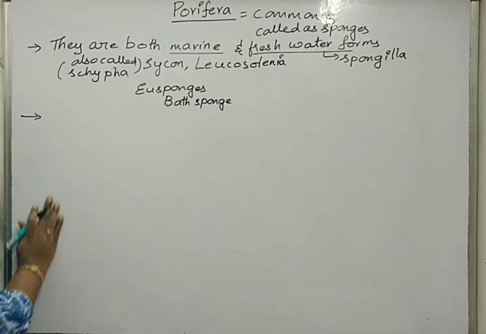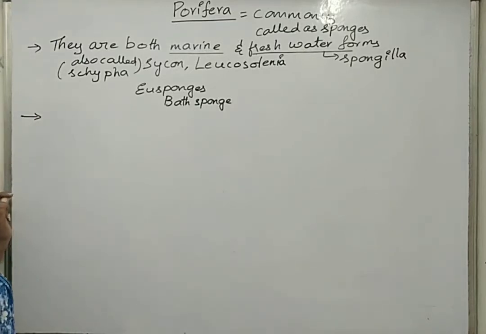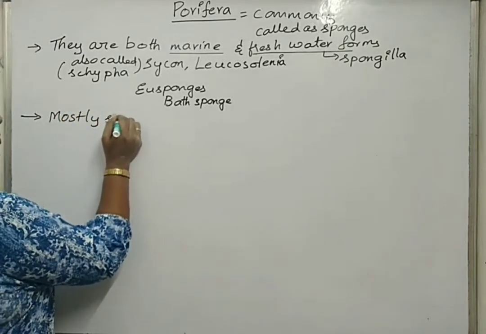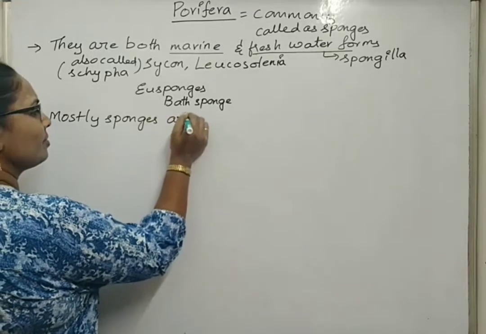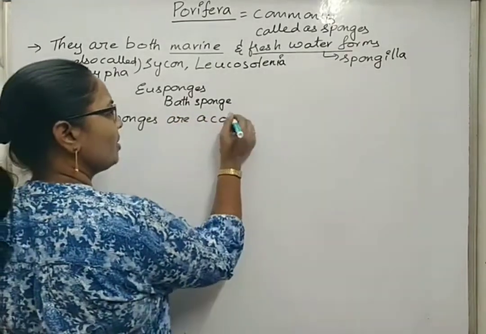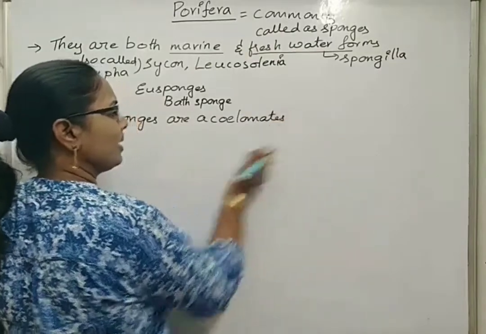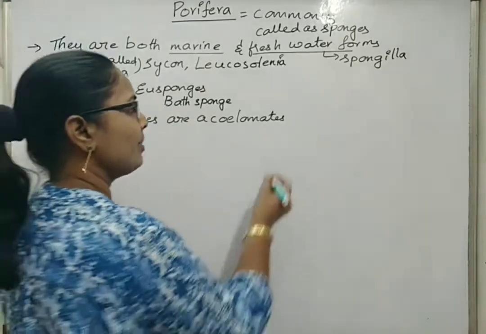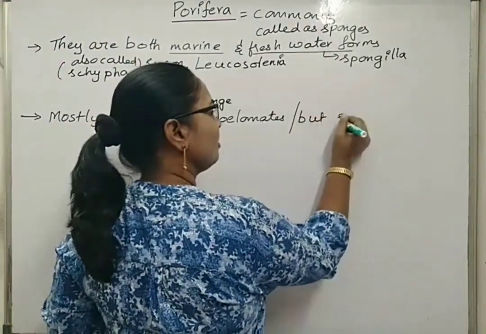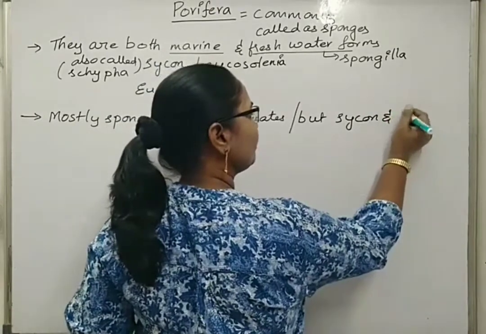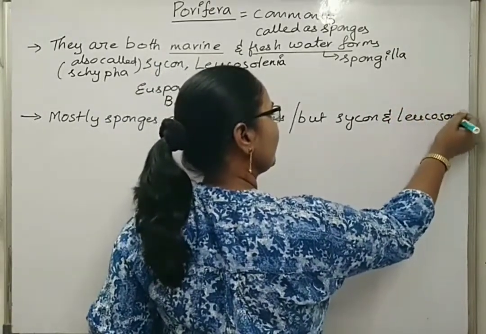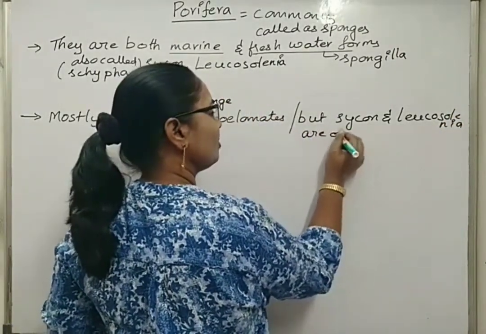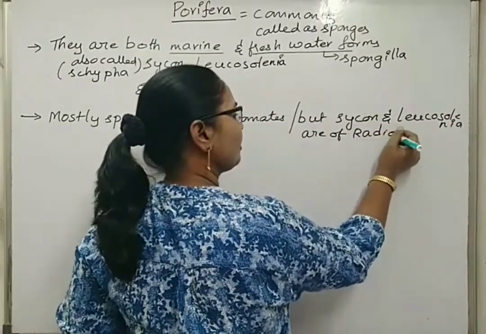Basically, most of the Porifera, or the sponges, are acoelomates, which means there is no coelom. But Cycon and Leukocylenia both exhibit radial symmetry.